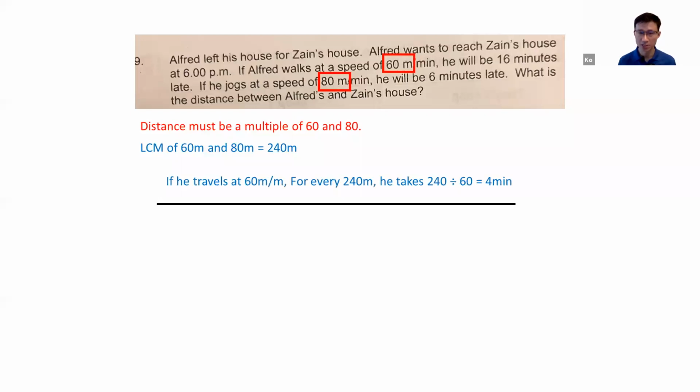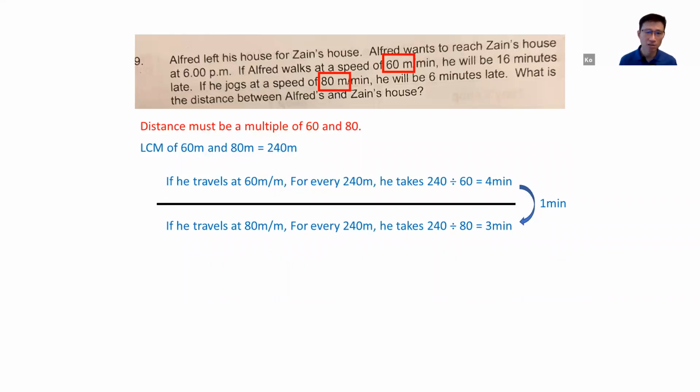So let's take a look at the first case, right? If he travels at 60 meters per minute, to travel 240 meters, he would take 4 minutes. All right, if he travels at 80 meters per minute, for that same 240 meters, of course, he will take a shorter time. He will take 3 minutes. So that tells us that to travel that same 240 meters, if you travel at 80 meters per minute and at 60, you will have a difference of 1 minute. Does it make sense? Yeah. If you travel at a faster speed, you take a shorter time. So there's a difference of 1 minute for that same 240 meters.